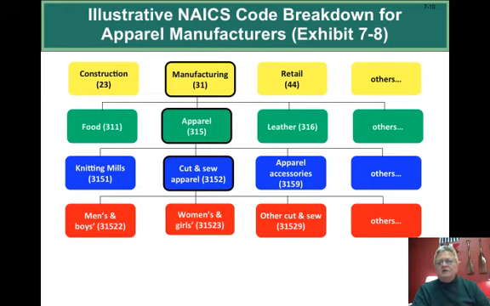So let's say you're marketing a product and you think one of the customer sectors might be women's and girls' cut and sew apparel manufacturing. And you want to know how large that business is. You go to the Census of Manufacturing and look up the volume of business in that sector under NAICS code number 31523.